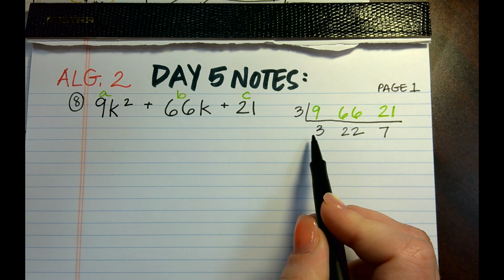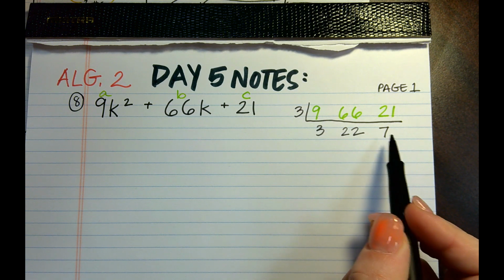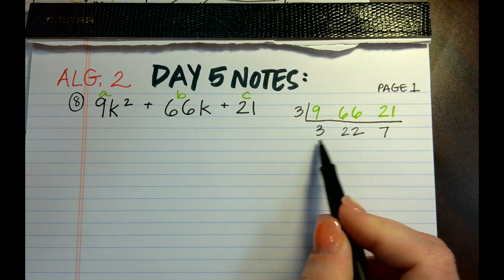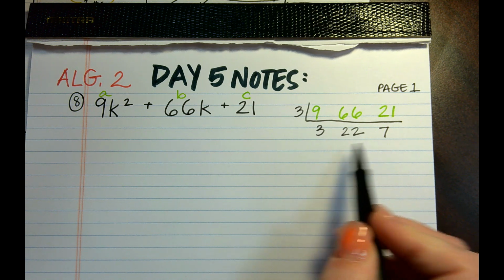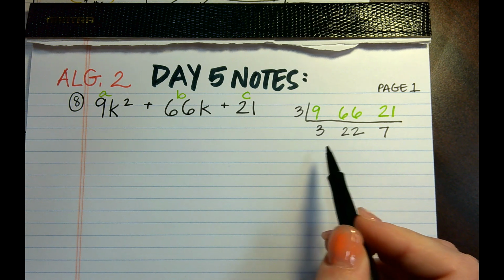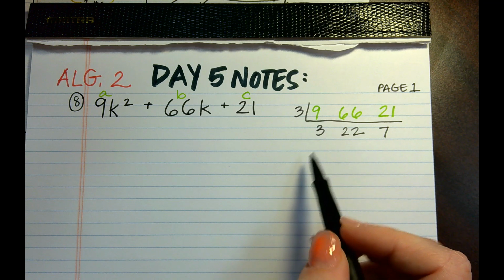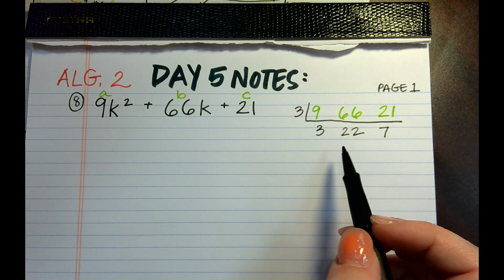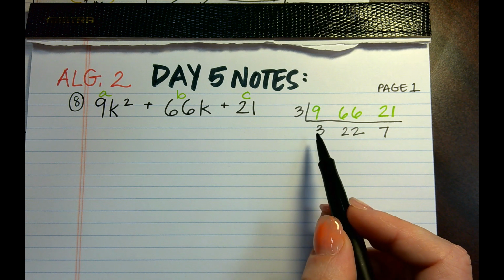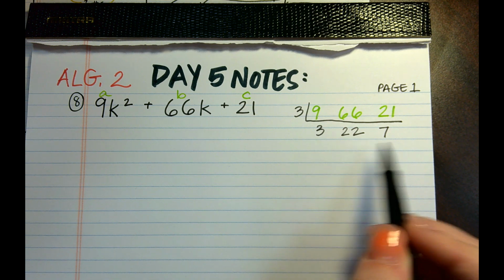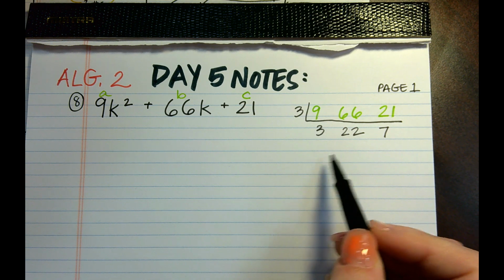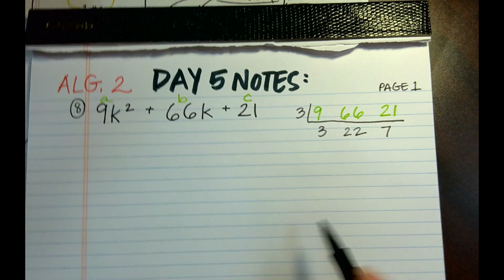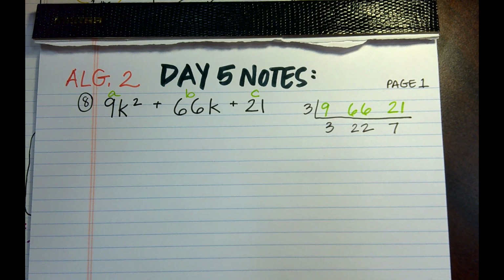Now we have 3, 22, and 7. Can I divide by anything else? I can't divide by 2 because they're not all even numbers. The next number I could try is 3, but 3 doesn't fit into my other terms. So that means we are done. We can only take a 3 out. So 3 is our greatest common factor.